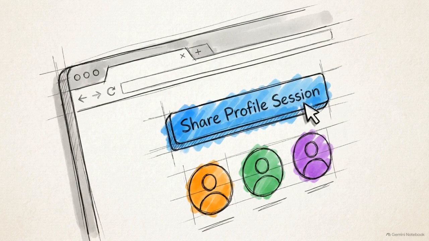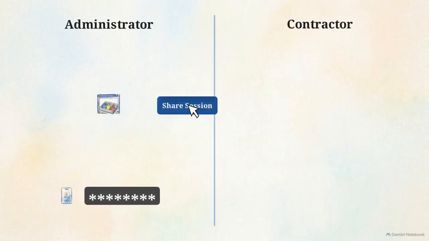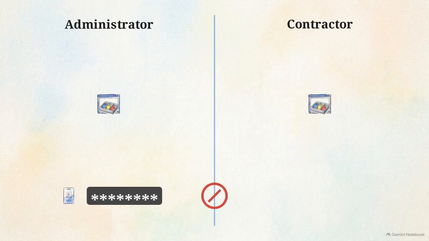This architecture enables a secure way to share client environments with contractors or junior team members. By sharing the active profile session, you grant a contractor direct access to the workspace. They can work within the authenticated container while your master SSO credentials remain hidden from their view.